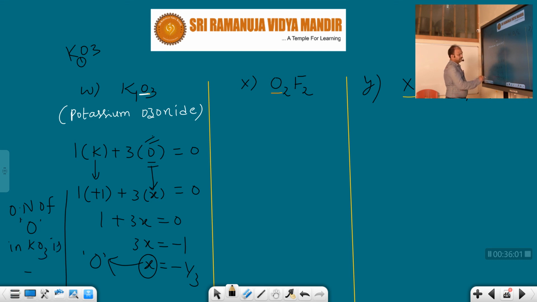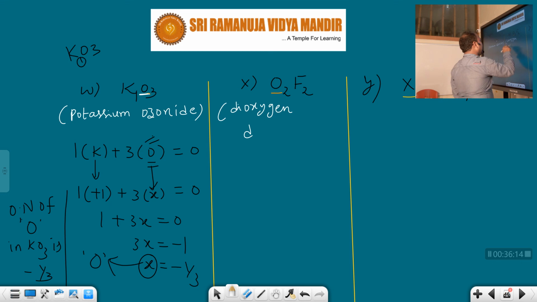Is how much? Minus 1 by 3. Next one, this compound name is dioxygen difluoride. O2F2 means dioxygen difluoride.